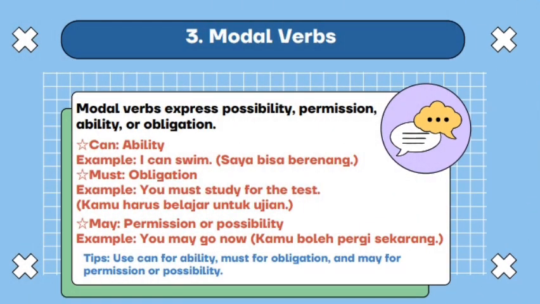Next is modal verbs. Modal verbs express possibility, permission, ability, or obligation. Can, ability. Example: I can swim. Must, obligation. Example: you must study for the test. May, permission or possibility. Example: you may go now. And tips: use can for ability, must for obligation, and may for permission or possibility.